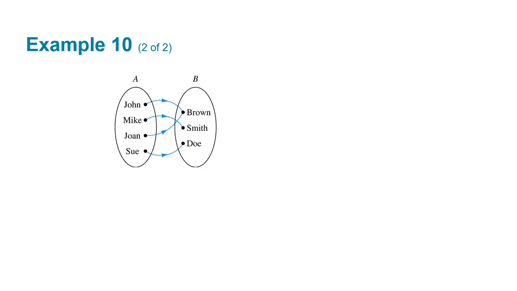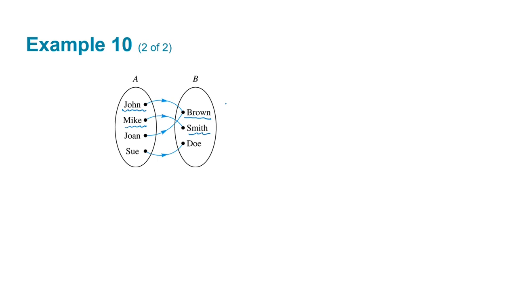John goes to Brown, Mike goes to Smith, Joanne goes to Brown, and Sue goes to Doe. Is this a function? Yes, it is. For each input, there's only one output. There might be two inputs that go to the same output, but they only get one output. So this is a function.